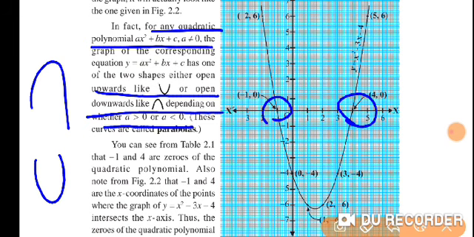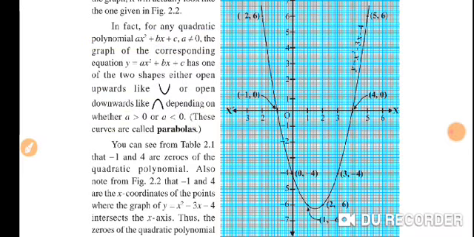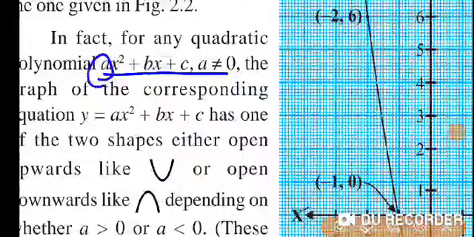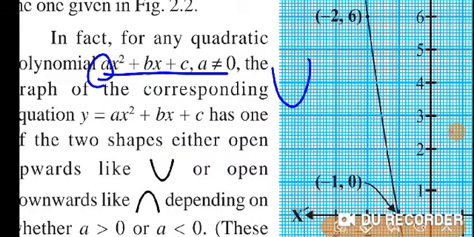What is a value? Here, if you look at ax square plus bx plus c, this is the a part. If this a is positive, you will get an upward U graph. If this a is negative, you will get a lower U graph. Is that point clear? You have both the examples over here.